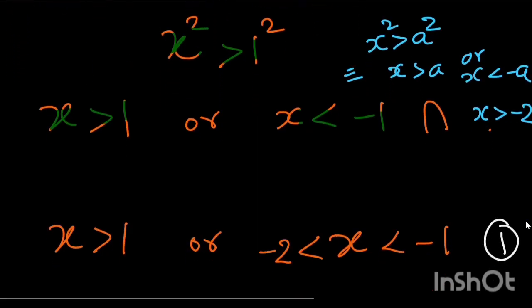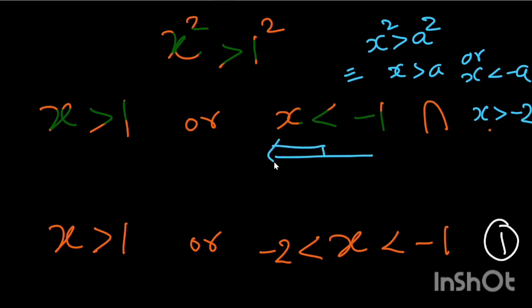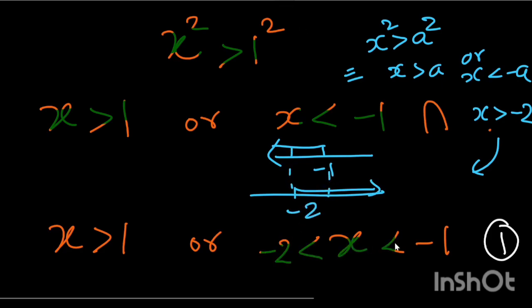So if you take intersection with minus 2, since this is less than minus 1 and this is minus 2 greater, if you take intersection, this would be minus 2 to minus 1, and x greater than 1 is what, guys? It will satisfy greater than minus 2. So this is first. So this is what? This is the domain of the equation that we are going to solve next.